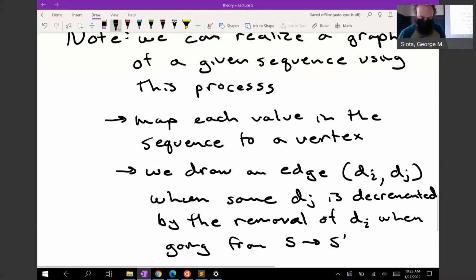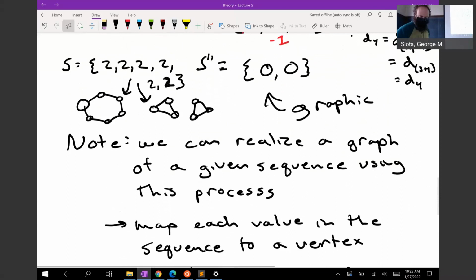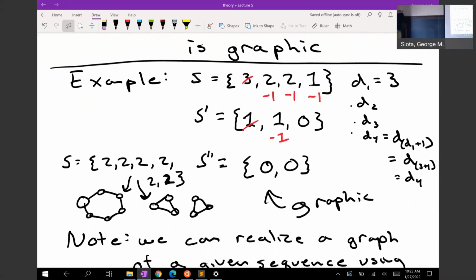So let's look at this again. Really what we're doing is the exact same thing. We're taking our original sequence, removing the first value, decrementing the next d sub I values in the sequence. When we remove our value of 3, it's essentially representing a vertex of degree 3. We make 3 connections to the next 3 vertices in the sequence. Likewise, in S prime, our d sub 1 is equal to 1. We remove it, add an edge to the next vertex, and we get down to S double prime, which is 0 and 0. We don't have to do anything because we're done.